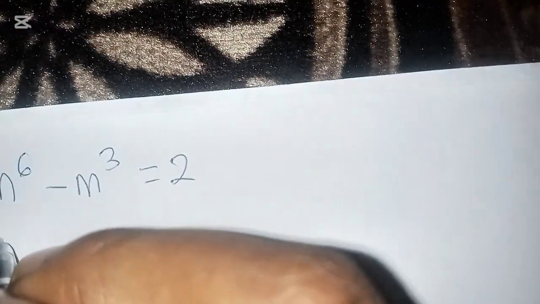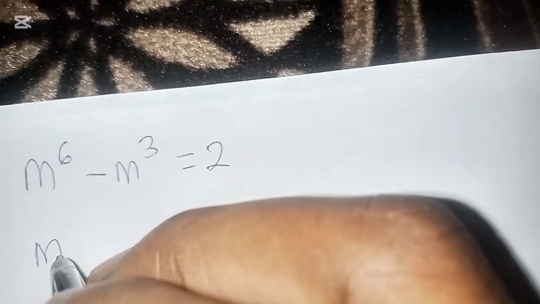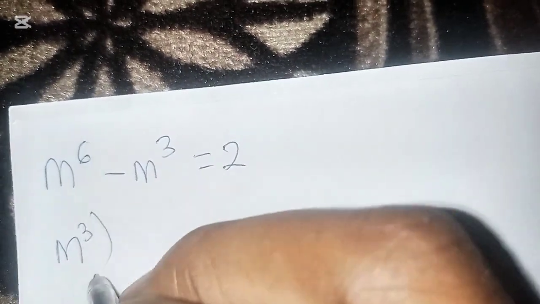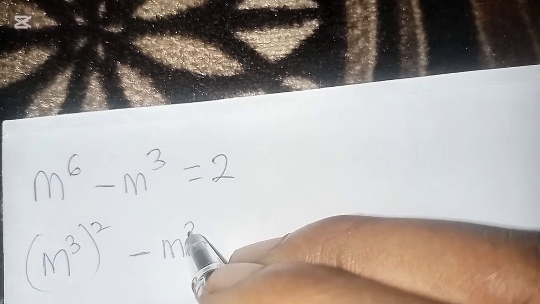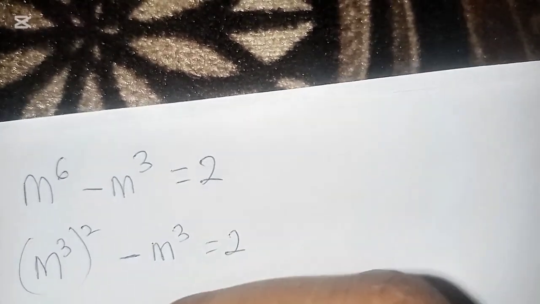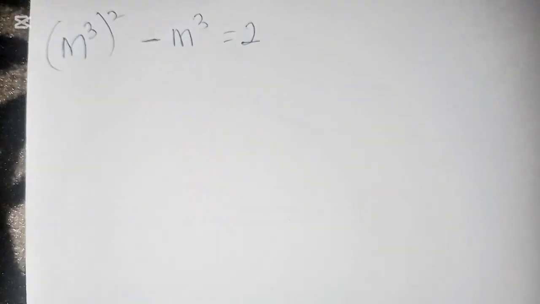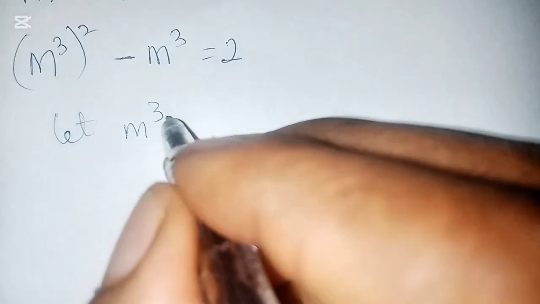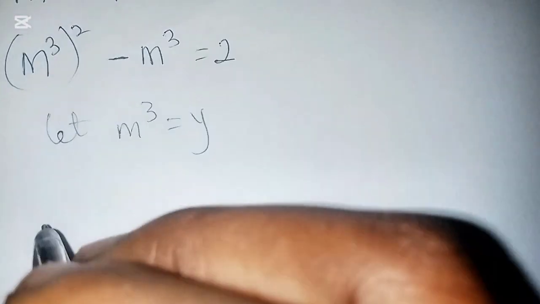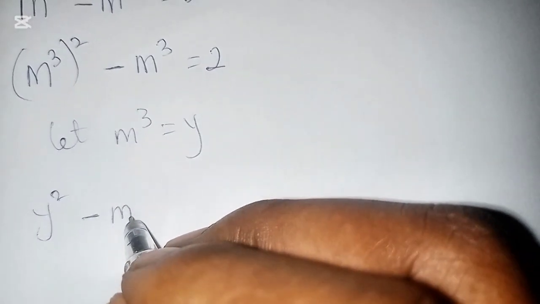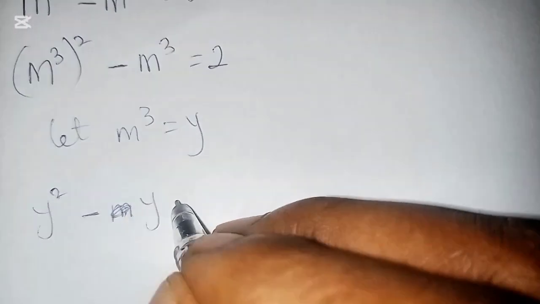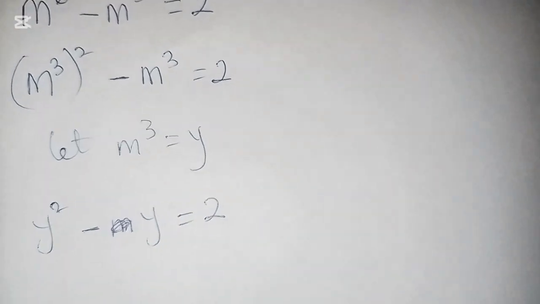Alright, so today we'll be looking at m to the power 6 minus m to the power 3 equals 2. So let's solve it. To make the work easier, we're going to say (m to the power of 3) all to the power of 2 minus m to the power of 3 equals 2. Let m to the power of 3 be a particular letter. I'll be using y for this one. So we have y squared minus y equals 2.